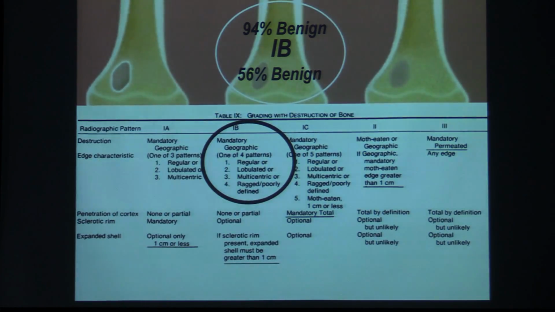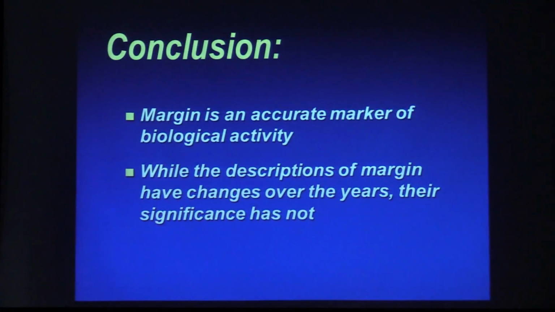And if we look at the way Ludwig originally classified them, when they had a poorly defined or ragged margin, he would still call it a 1B if it met some other criteria. Whereas when Madewell changed it, he made that well-defined, not sclerotic. And so that really is the biggest change between those two. But overall, the systems work relatively well.